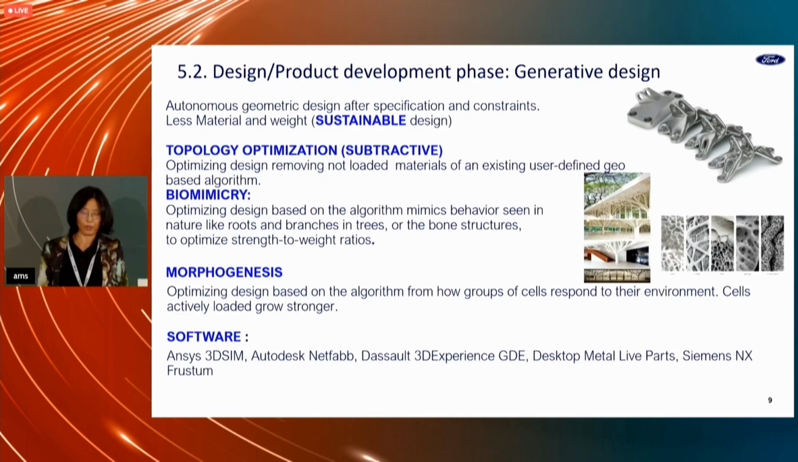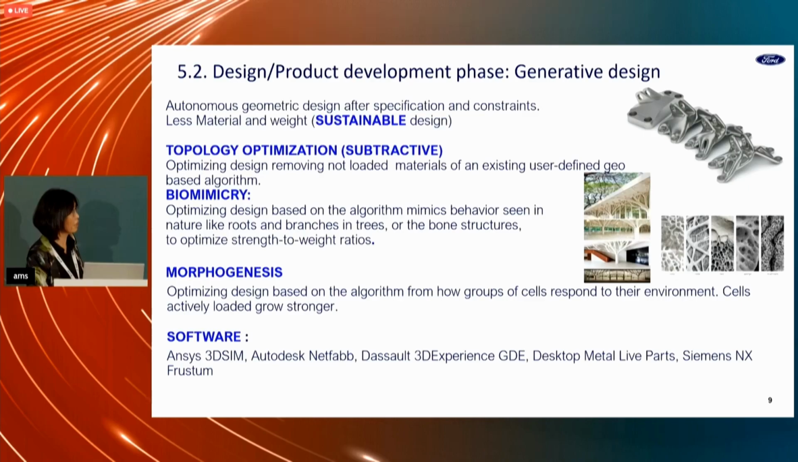In the first, topology optimization, we are using subtractive technology. For example, if you have designed this right-hand corner part conventionally, we see through it, and between the holes, these parts are not loaded. So we can take out those parts and go through iterations, then you get the final part here, which has much less material and a lower weight.